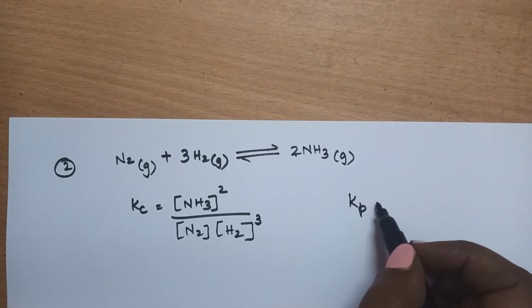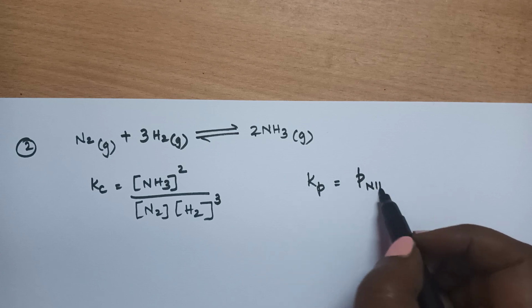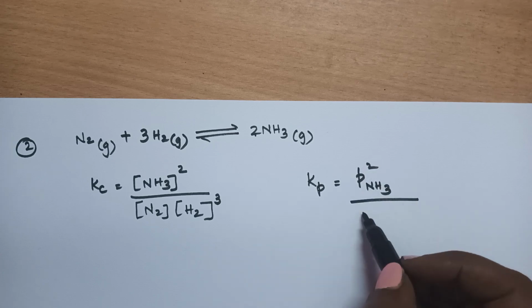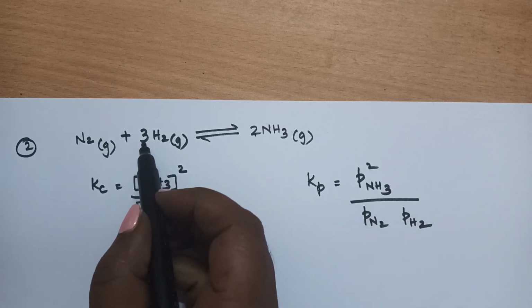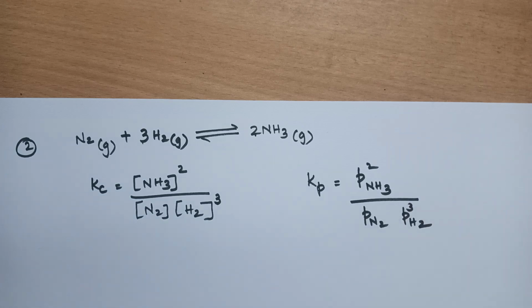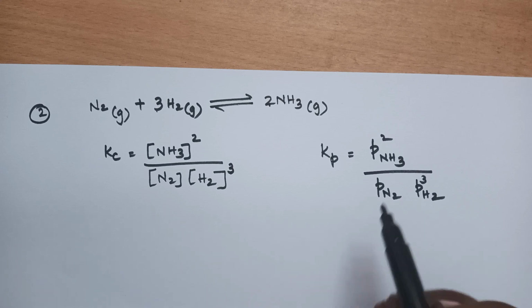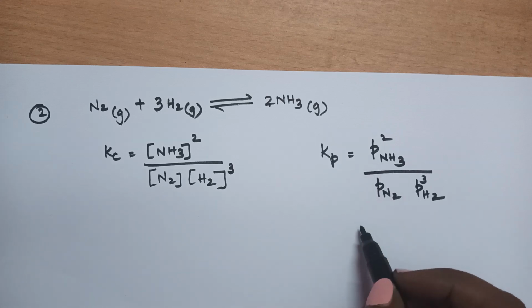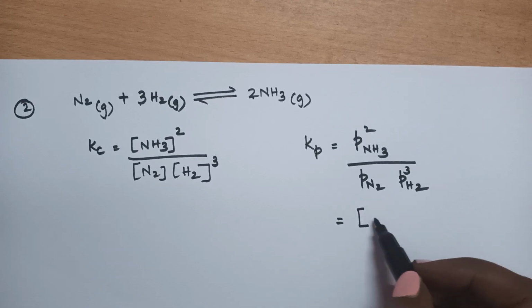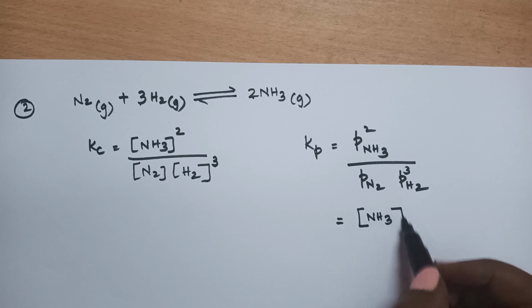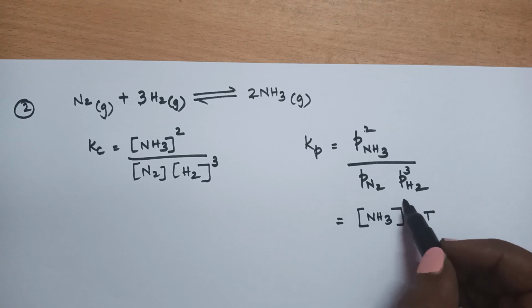Kp we will write, Kp is equal to pressure of ammonia NH3 square divided by pressure of N2, pressure of H2, and there is 3, so write as power 3. So now students, what we can do is we can write this in terms of concentration. So this is equal to, you will get concentration of ammonia into RT.